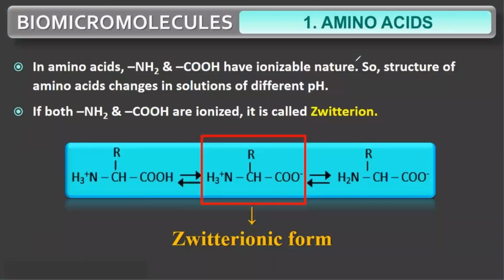In amino acids, the amino group and the acid group have an ionizable nature. So the structure of an amino acid changes in solutions of different pH. If both the NH2 and COOH groups are ionized, it is known as a Zwitter ion. The Zwitter ionic form is shown in the formula here. What is a Zwitter ion? When both the amino group and the acid group are ionized, such a form is known as the Zwitter ionic form.